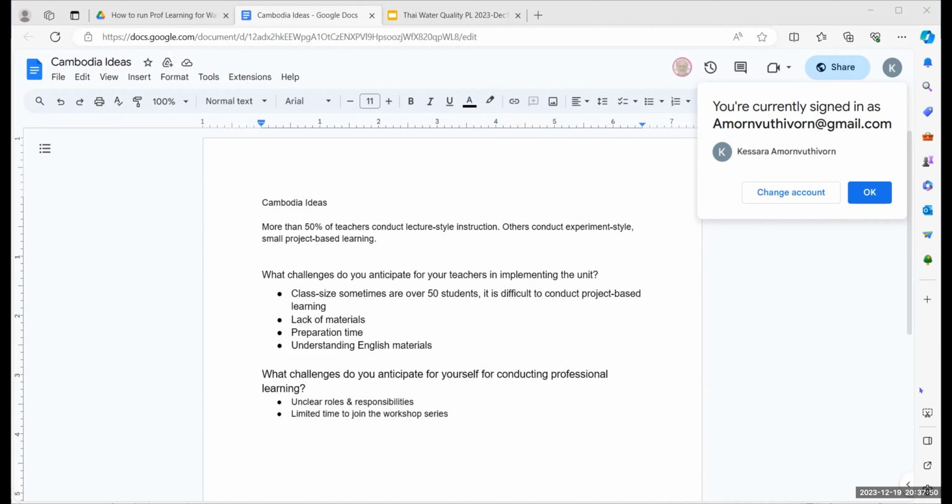The preparation of the material and also the time for preparation, and sometimes some teachers also find it difficult to develop their lessons because of their language. It means most of the documents are in English, right? So if they want to develop or follow some style, they cannot understand well because of their language also.